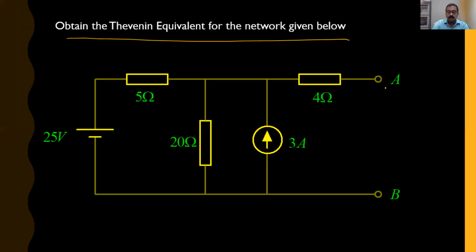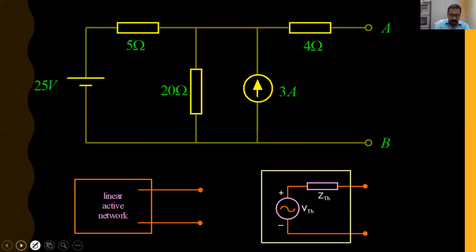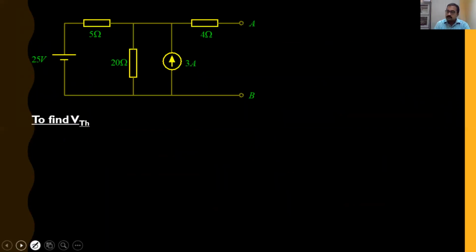So what's the next step? Thevenin's theorem states that this can be converted into an equivalent voltage source VTH in series with the Thevenin impedance ZTH. The first step is to find the Thevenin voltage VTH. VTH is the open circuit voltage measured across the load points. So you have to find the voltage across points B and A.